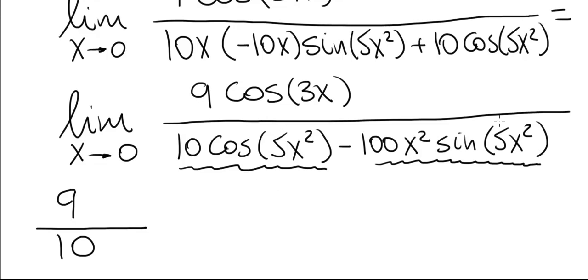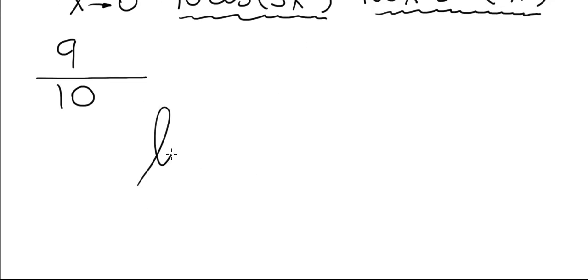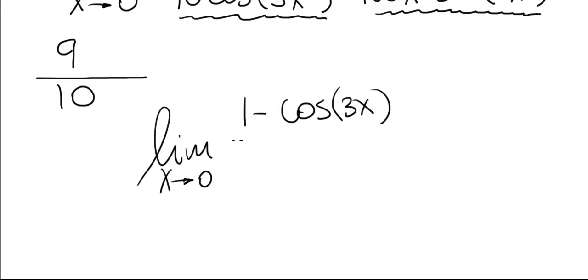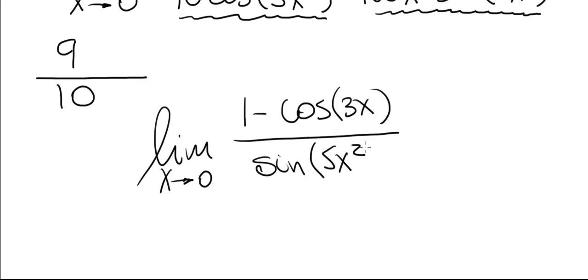So to summarize what we just did, we were evaluating the limit as x approaches 0 of 1 minus cosine of 3x divided by sine of 5x squared. And after applying L'Hopital's rule twice, we found that this limit is equal to 9 over 10.